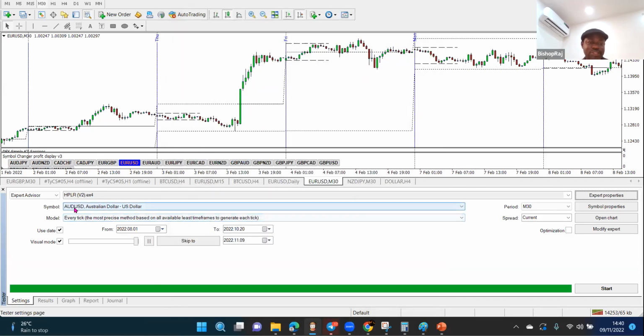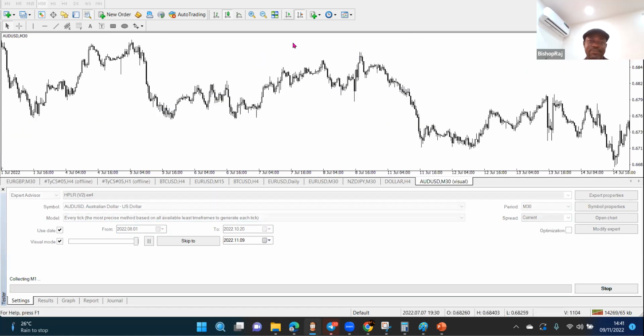So let's say we're using AUDUSD, and for the sake of time, let's say we want to consider just August, from August 1st to yesterday. We want to take our entries from the 30-minute time frame. You should consider the spread as whatever it is right now. So we're going to try to see how this EA will trade if we set it up.